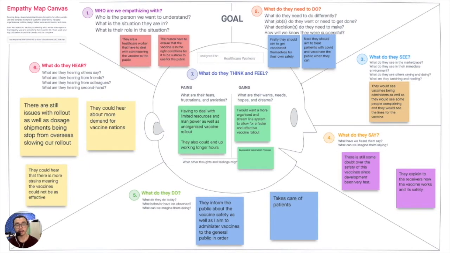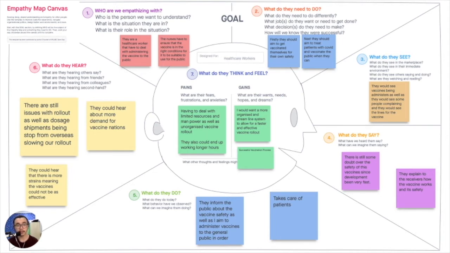The second empathy map is for healthcare workers, including doctors, nurses, and paramedic staff. They have seen that the government has already started and announced the vaccine rollout program, which means they are required to work as vaccine administrators. They say that there's still some doubt over the safety of the vaccine since the development has been very fast. What do they do? They inform the public about vaccine safety.